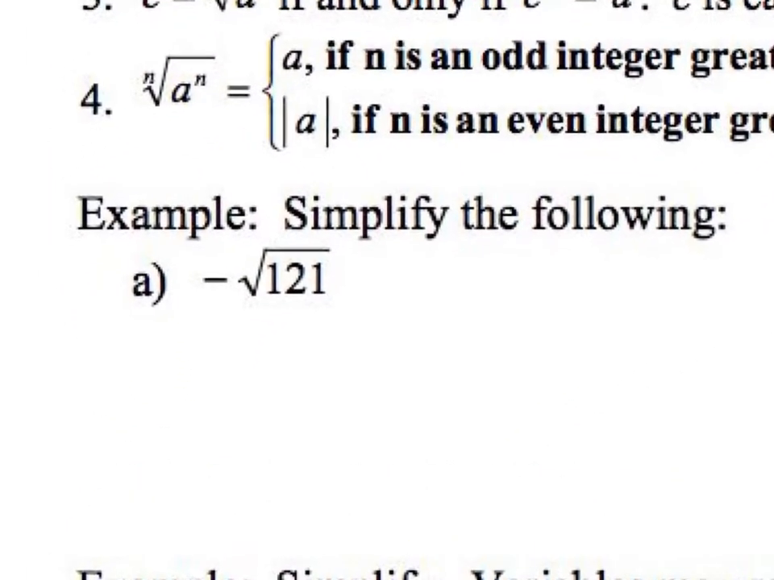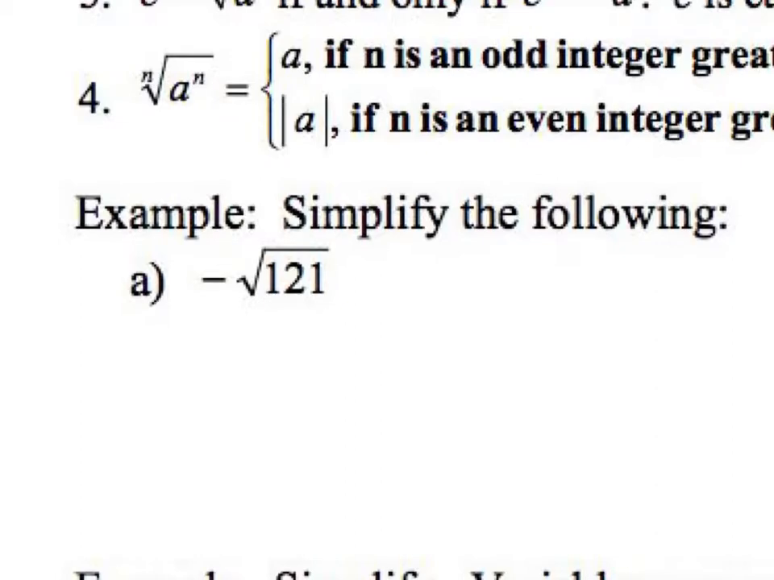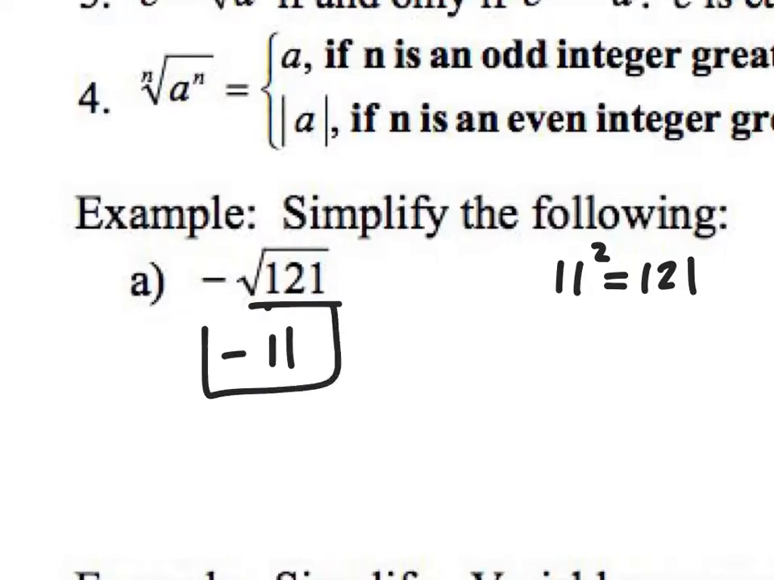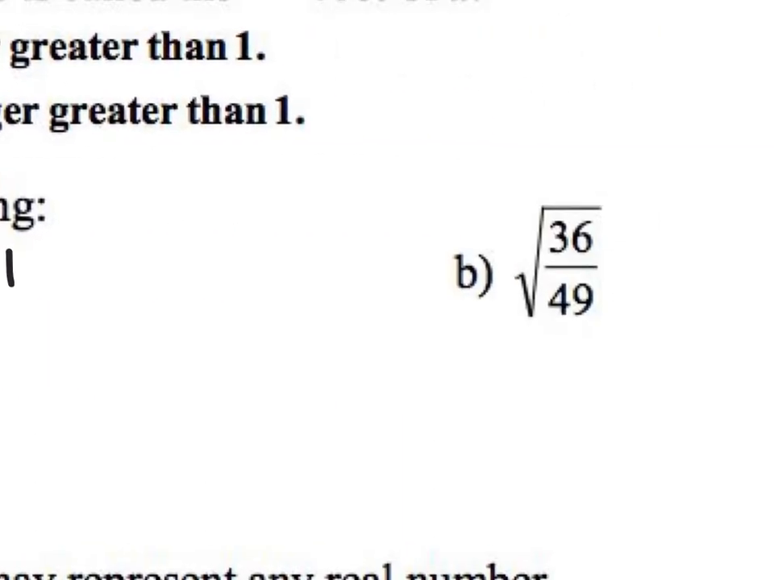What I want to do is take the negative square root of 121. Well, what I know is this: 11 squared gives me 121. So if I take the square root of 121, it's going to give me 11, and we're going to make it negative on the outside. So pretty simple, pretty easy, if we've seen this before.